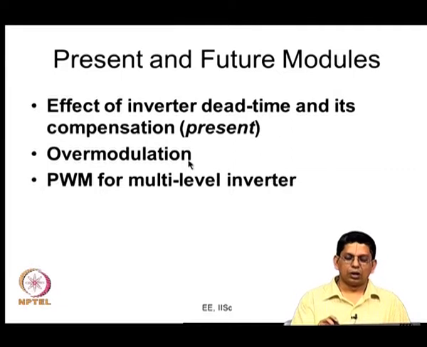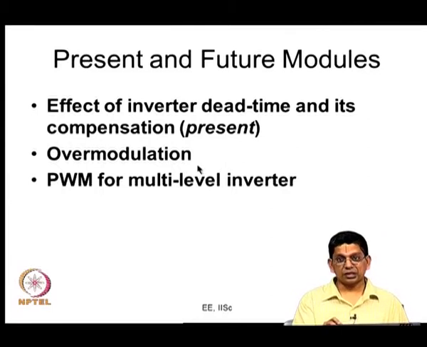Then in the subsequent modules we will look at overmodulation. Overmodulation is a nonlinear region of modulation. You have a DC bus voltage, and with sine triangle PWM you are able to produce some AC waveforms. In terms of the peak phase voltage, sine triangle PWM can give you a peak phase fundamental voltage of VDC by 2, or 0.5 VDC. Then with common mode injection, or space vector based PWM, you are able to move all the way up to 0.577 VDC, or VDC by root 3.